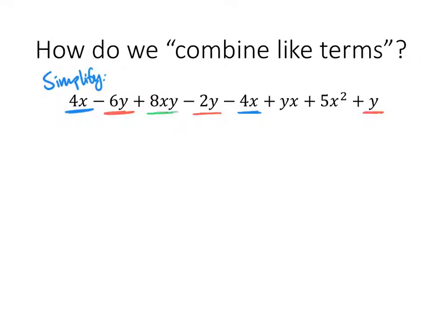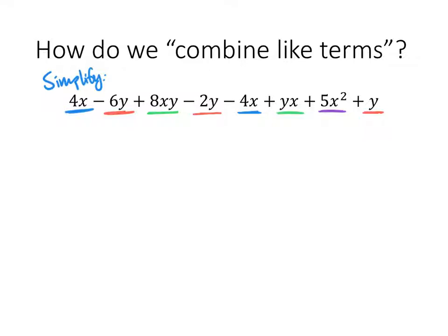Next up I've got 8xy. So to find a like term there, I'd be looking for a term that has x and y. Now yx doesn't look like the same thing, but remember that the same term can be written in different ways. So that yx can be rearranged as xy, and so that is a like term. And then finally, the only term we have left is 5x squared, and that doesn't have any terms that are like it, so that's just all by itself.